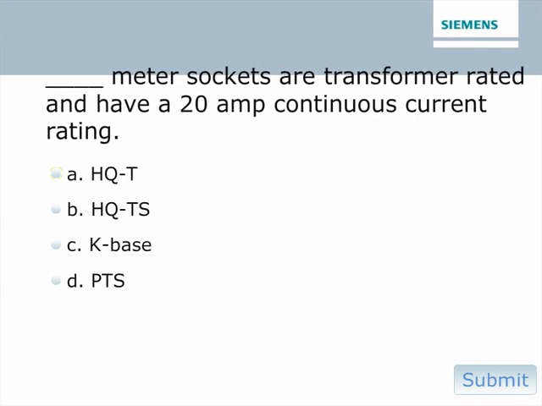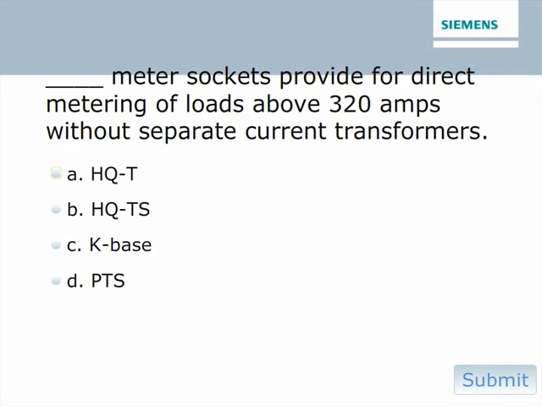Question 4. Blank meter sockets are transformer rated and have a 20 amp continuous current rating. Is it A, HQT; B, HQTS; C, K-base; or D, PTS? Question 5. Blank meter sockets provide for direct metering of loads above 320 amps without separate current transformers. Is it A, HQT; B, HQTS; C, K-base; or D, PTS?